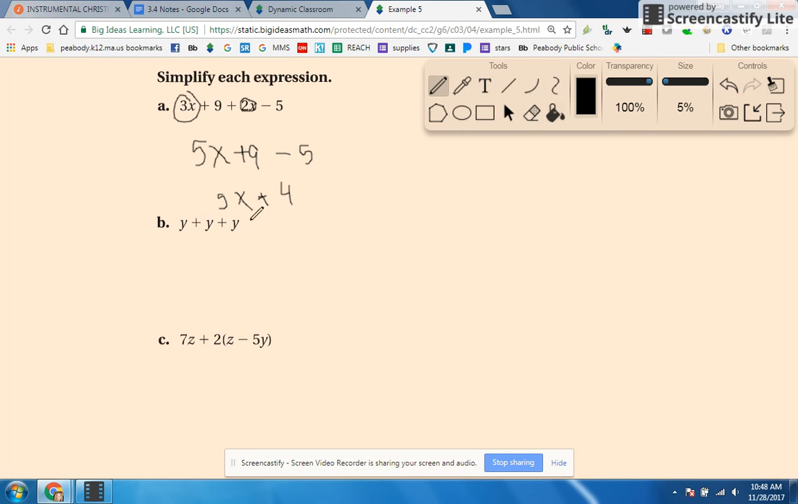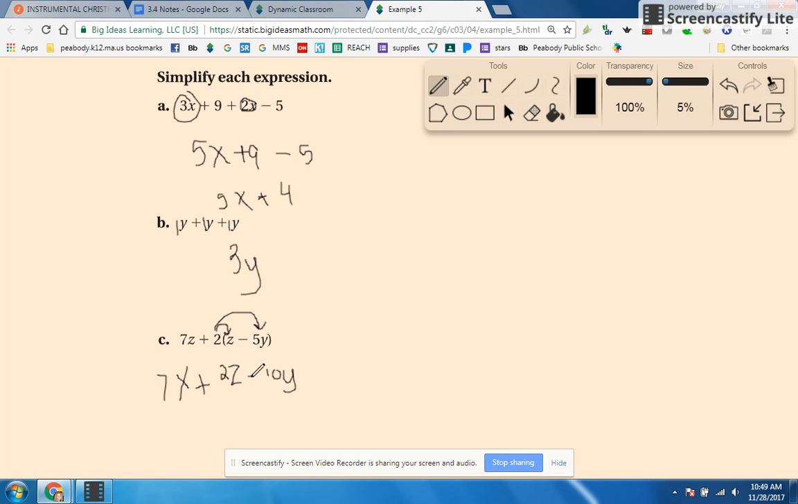Part B, we have 3 y's. They would all have a coefficient of 1. y plus y plus y is 3y. So that would be simplest form. This one's a little bit tricky. They threw the distributive property in here. So I'm going to do the distributive property first. 2 times z is 2z. 2 times 5y is 10y. And this time I have a minus sign, so I'm going to bring down the minus sign. Now I'll bring down the rest of the problem.